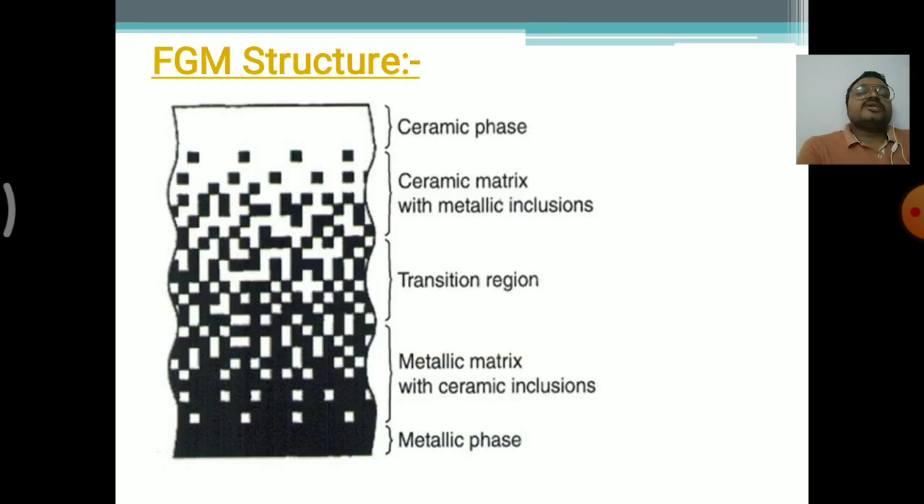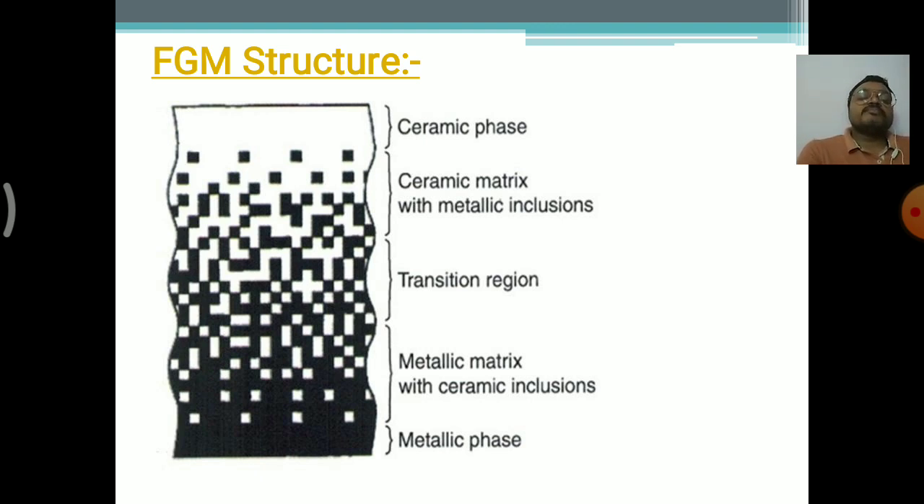Next one is the FGM structure. This is a continuous structure we are seeing here. First is the ceramic phase, and developing from this phase, it mildly increases to a ceramic matrix with metallic inclusions, so we are adding reinforcements as metallic inclusions. Then going to the transition range, we are changing the phase from the ceramic phase to the metallic phase. This is the transition region, developed as 50-50 percent: 50% ceramic phase and 50% metallic inclusions.